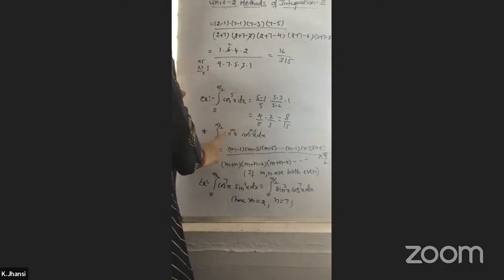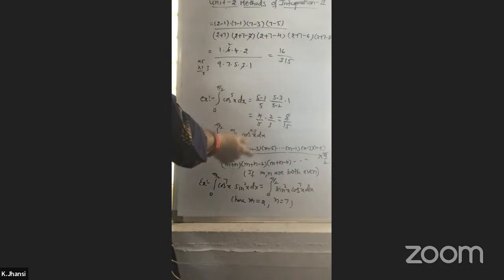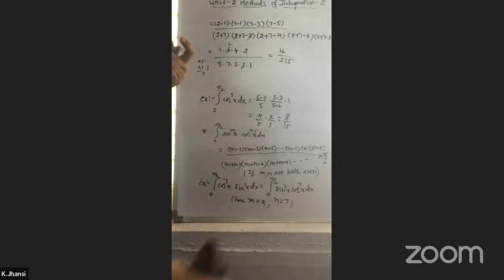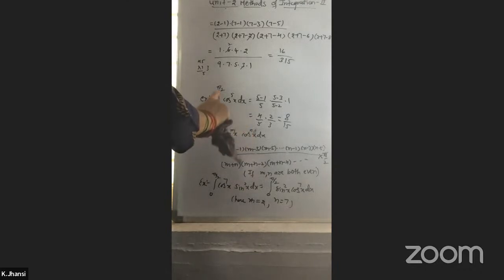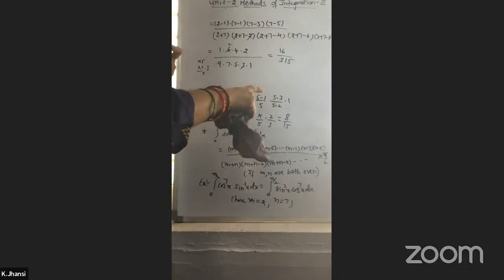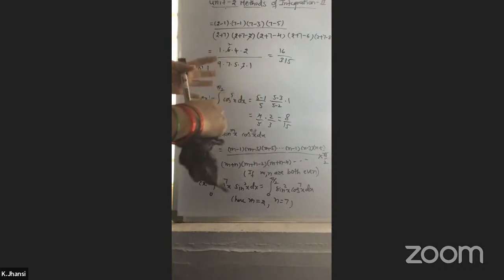Okay. So if you do it with the help of integration, we have integration by parts. In that you will do the integration of the two functions. Here sin x is there, cos x is there. So you have to apply integration by parts. That will be a lengthy process.